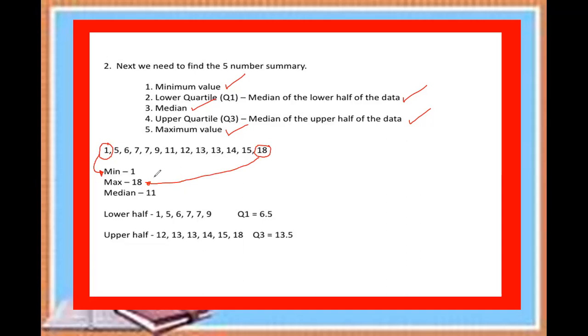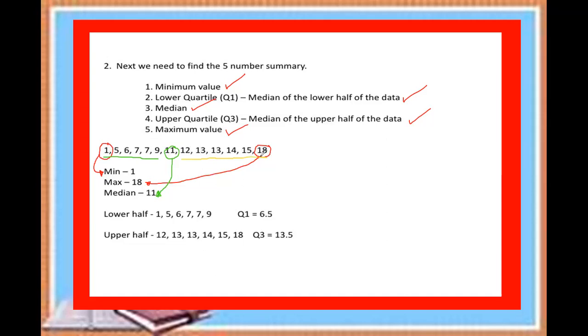And we said that the median is 11. Now, the lower half from 11, we have here the lower half: 1, 5, 6, 7, 7, 9. So this is the lower half. And the upper half is 12, 13, 13, 14, 15, and 18.